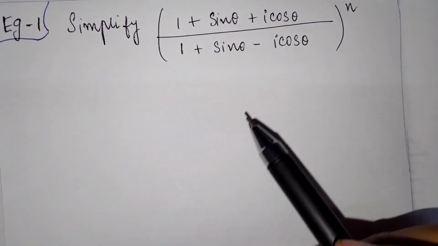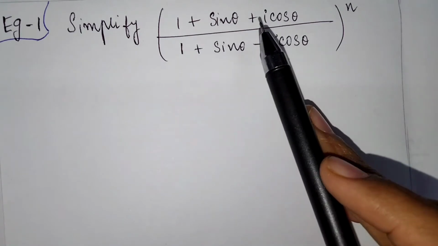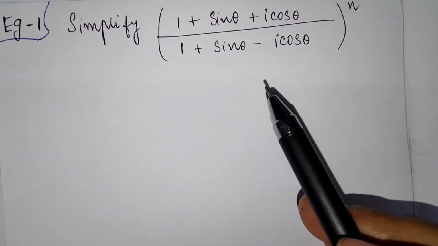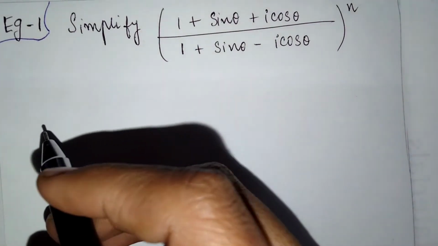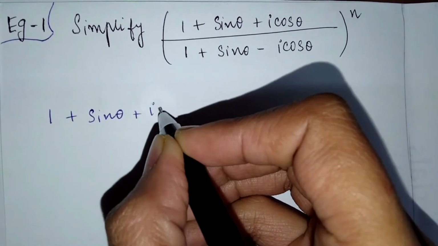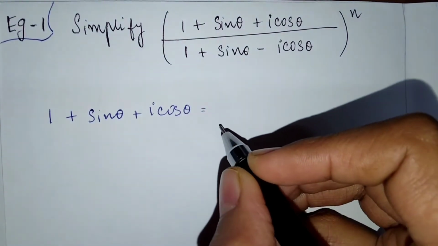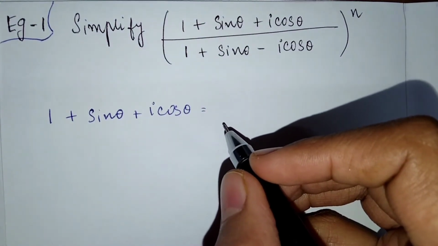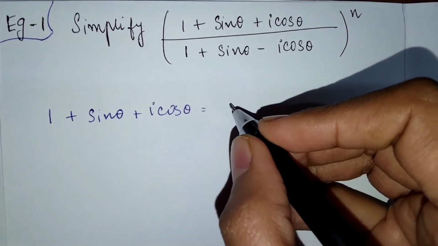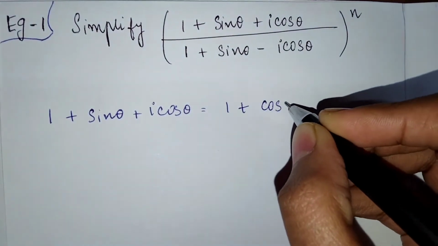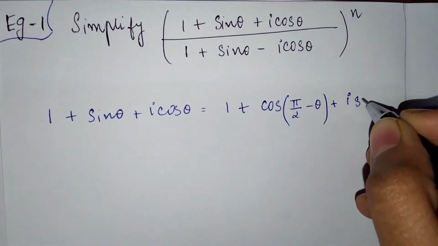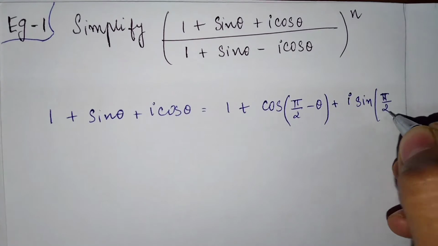For solving this question, we will first take the numerator part and then the denominator part, so we can easily solve the given example. If we take the numerator part, we get 1 + sin theta + i cos theta. Now in place of sin theta, I can write cos(pi/2 - theta), and in place of cos theta, I can write sin(pi/2 - theta). So we get 1 + cos(pi/2 - theta) + i sin(pi/2 - theta).